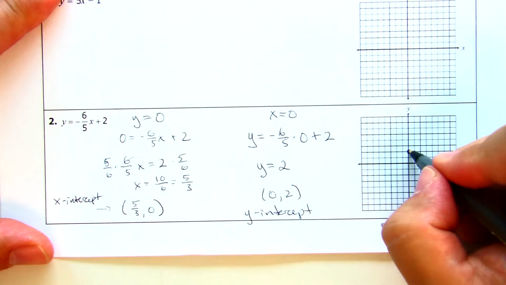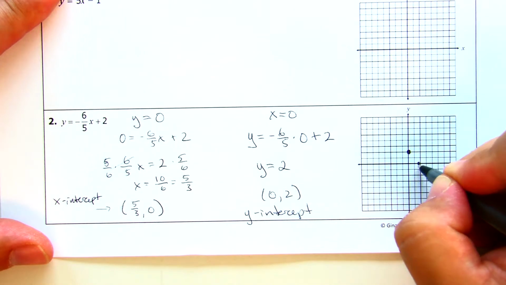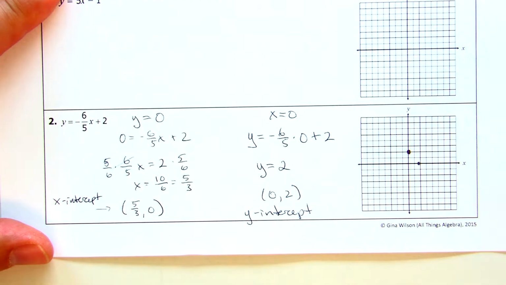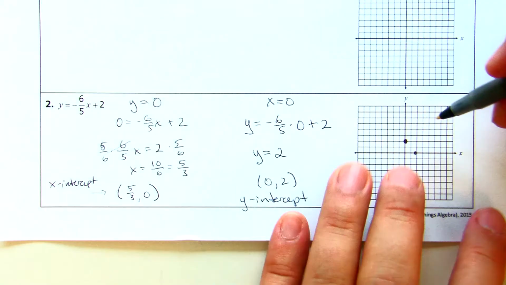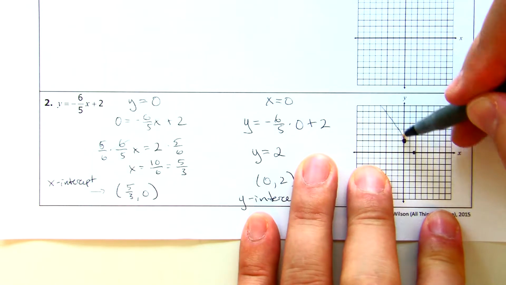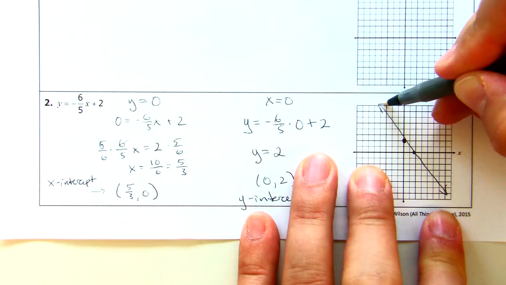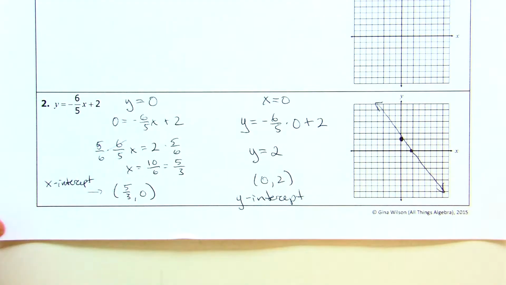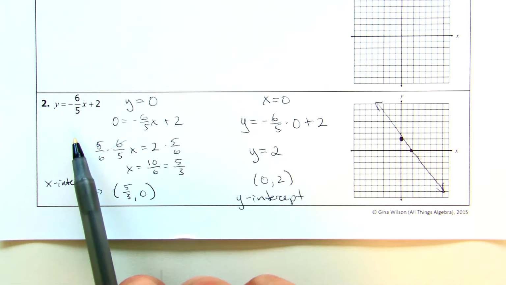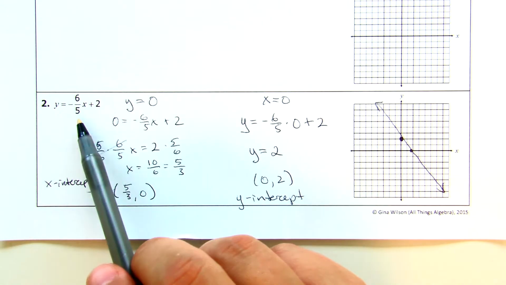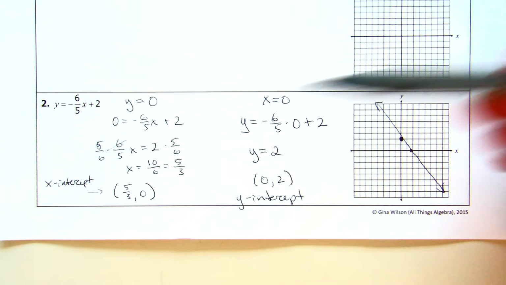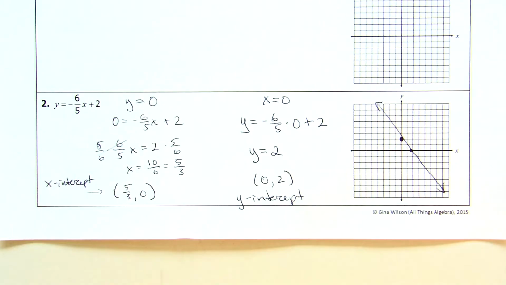Alright, so now I have 2 points. I have my X-intercept at (5/3, 0), and I have my Y-intercept at (0, 2). And 2 points is all I need to draw that line. So my line looks like that. I don't know that this is a great way to graph a line when you have it in slope-intercept form. For me, if you have it in slope-intercept form, I find it's easier to just find the slope, find the Y-intercept, and graph it. But this is a way that also works.